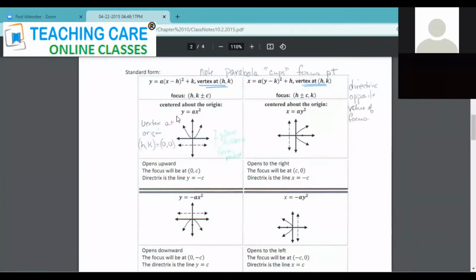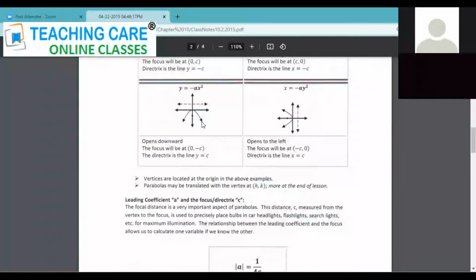The equation will be y equal to ax squared for this, and this is x equal to ay squared. It opens to the right, and the focus will be c comma 0 for this. The directrix will be x equal to negative c. Understood? Got it? So the third type, you will have up, down, left, and right.